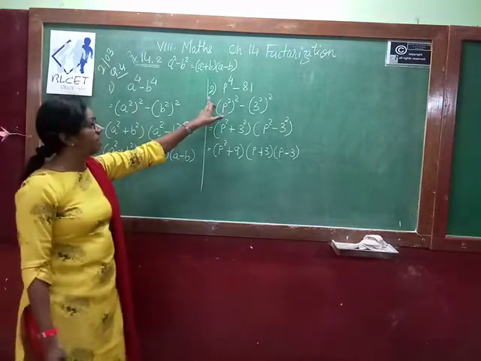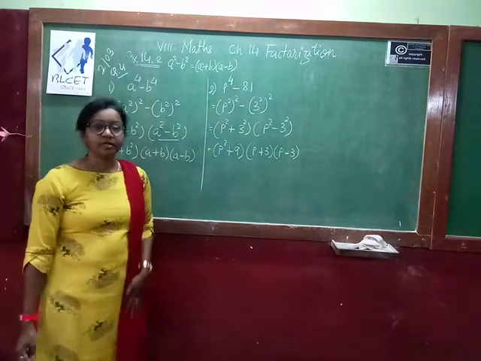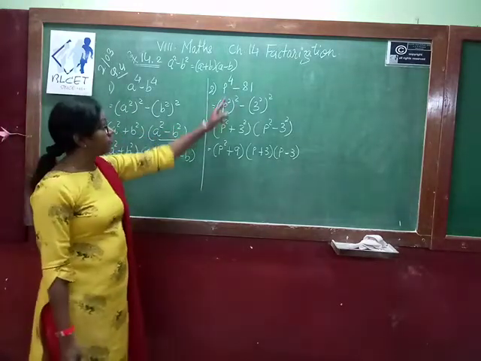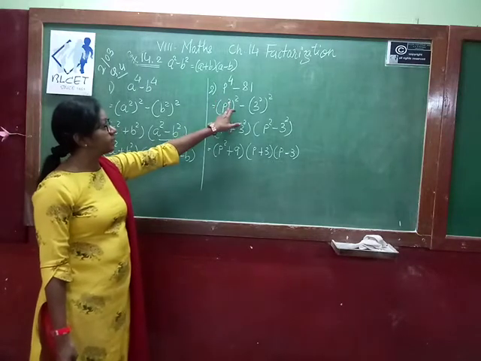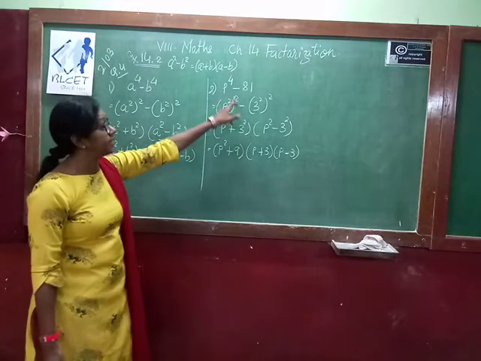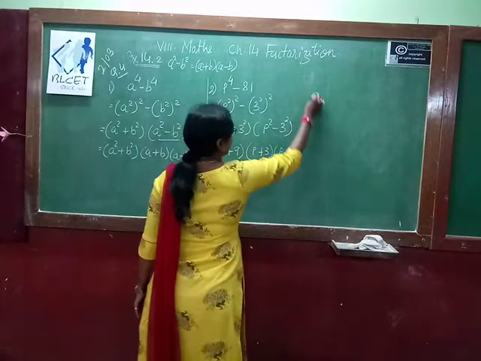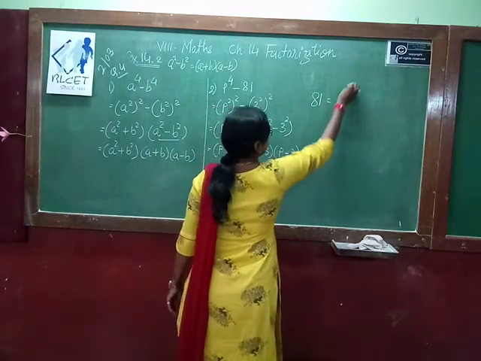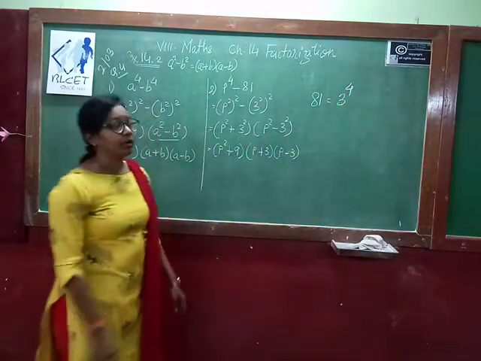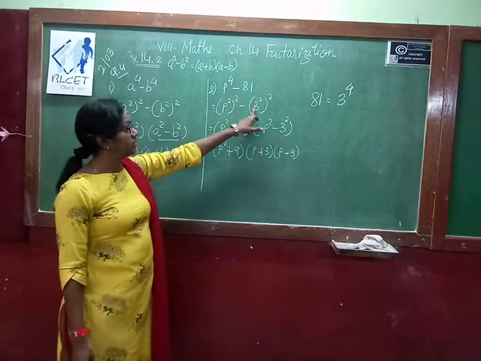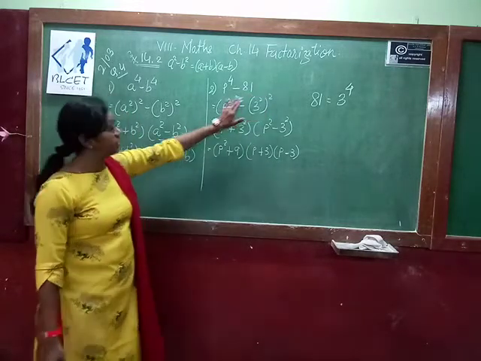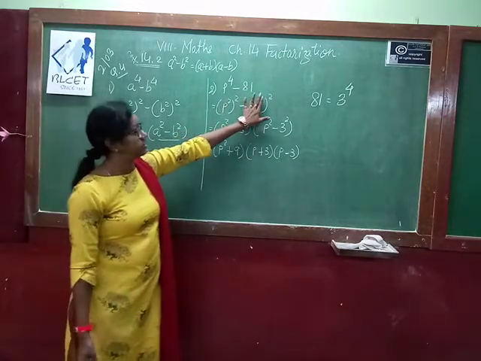Second question we have p power 4 minus 81. Same method we have to apply. So p power 4 we can write as p square whole power 2 minus 81. We know that 81 we can write as 3 power 4. Okay, that we have converted in terms of 3 square whole power 2. So now this is your first term square, this is your second term square.